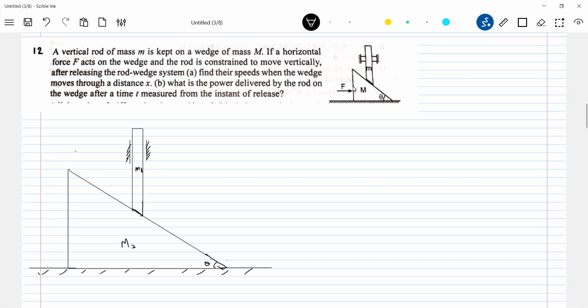The force F is applied here. What are the forces that will be acting? M1G, the weight of this. Normal contact between them, N1, and that N1, show it here. The normal reaction N2 and the weight of this wedge, M2G. Can we apply conservation of mechanical energy?